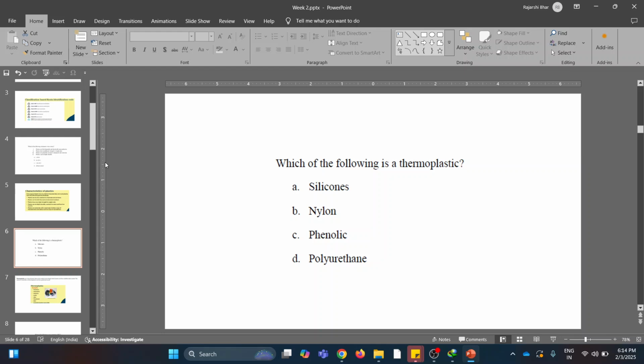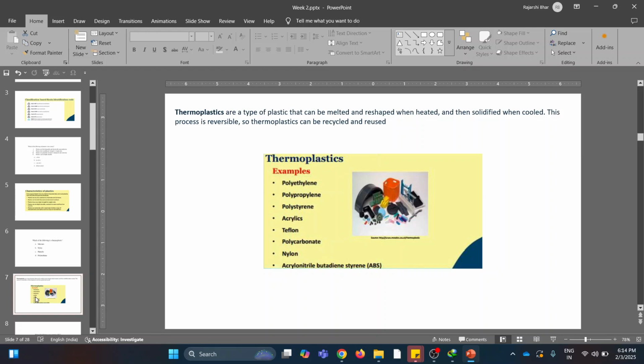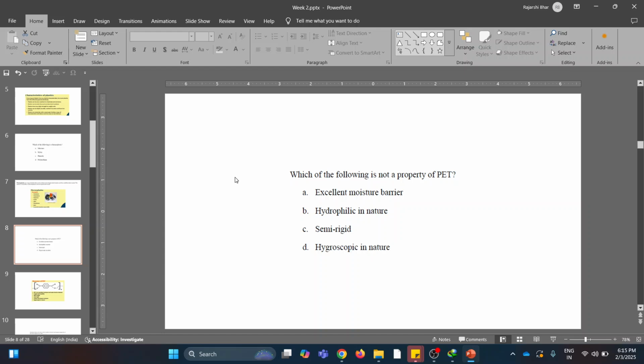Yes, option B is the correct answer. So here are some other examples of thermoplastics: polyethylene, propylene, polystyrene, acrylics, Teflon, nylon. These are all thermoplastics because they are melted and reshaped when heated and then solidified when cooled. Also, for these kinds of plastics, the process is reversible in nature. So down the line, we might also face a question where you will have to choose an answer about a similar process, but something that is not reversible. So what will be that type of plastic? It might come somewhere in today's questions.